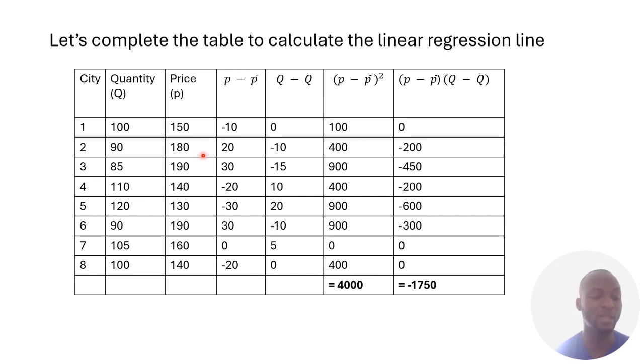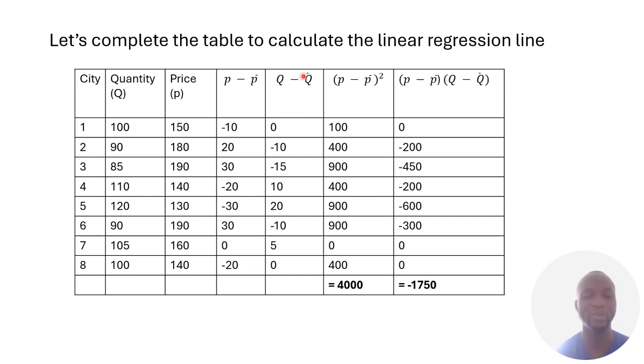180 minus 160, we got 20. 190 minus 160, we got 30. You continue that until you get to the end. 140, you only start with the price, minus the average, which is 160. 140 minus 160 is negative 20.